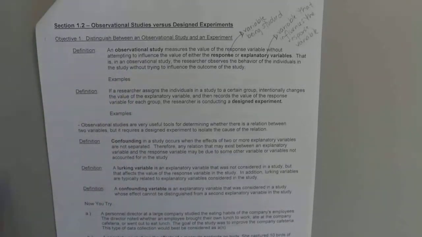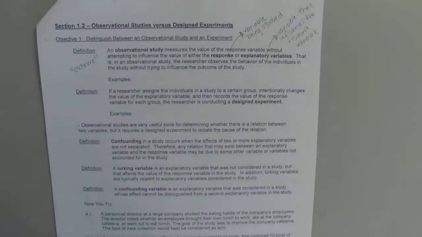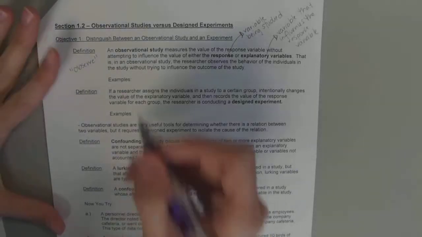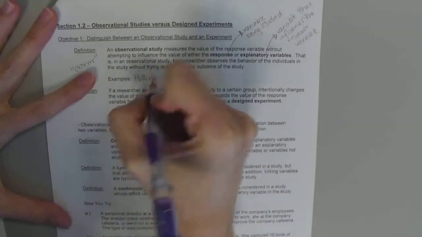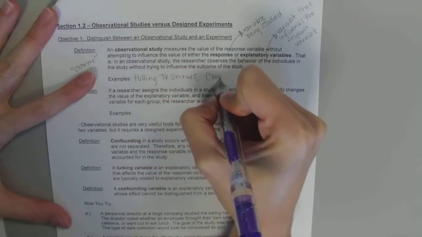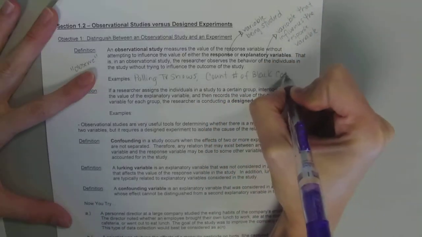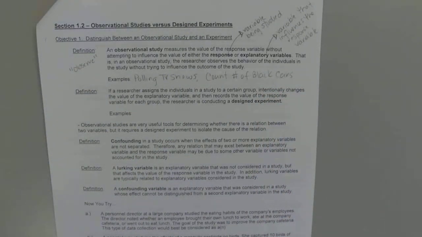Observational study, what's the root word in observational? Observe. That's exactly what an observational study is. You're just hanging out and recording. You're not trying to convince anyone. You're not manipulating anything. You're just literally watching and then recording what's happening, okay? So you could poll for favorite TV shows, or count the number of black cars in the parking lot.